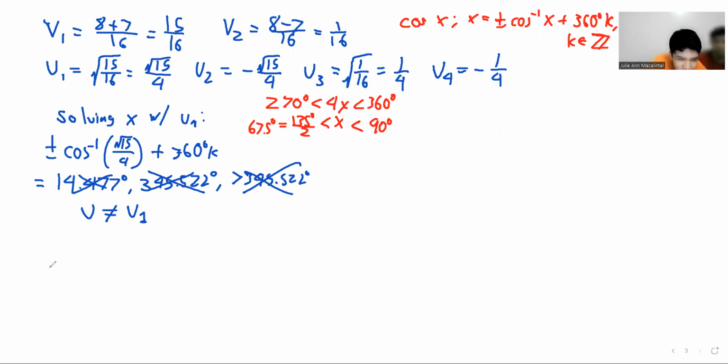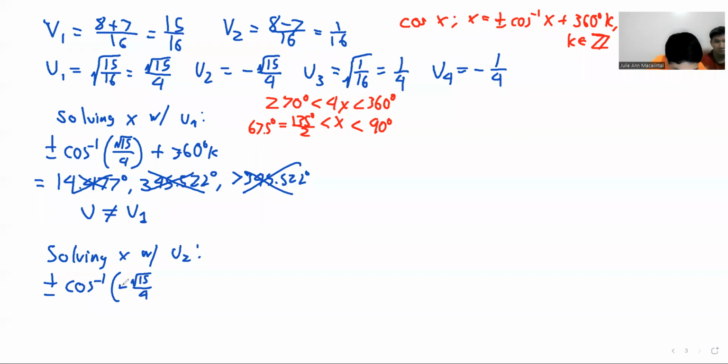Okay. So we try solving x with U2. So I will speed this up so we don't need a lot of explanation anymore. U2 is the negative.